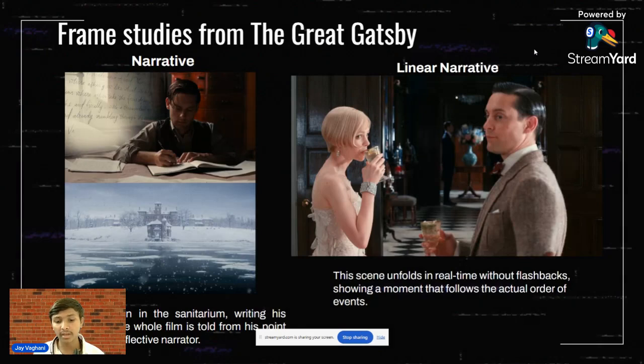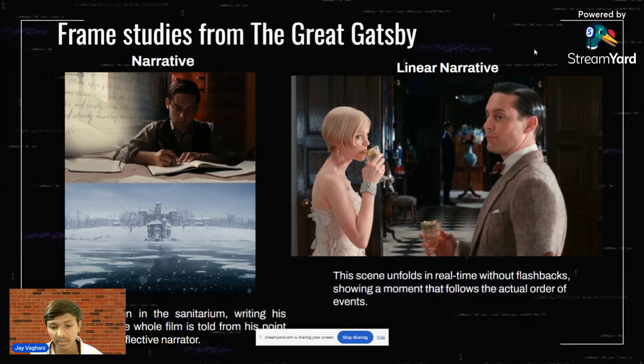Now let's look at some important scenes from The Great Gatsby that show different types of narrative techniques. On the left, you can see I have put two images of narrative techniques. On the left, Nick is sitting in the sanatorium writing his story. This shows that the film is told from his point of view. Everything we see is a part of his memory and reflection. On the right, I have put an image of Daisy and Nick.